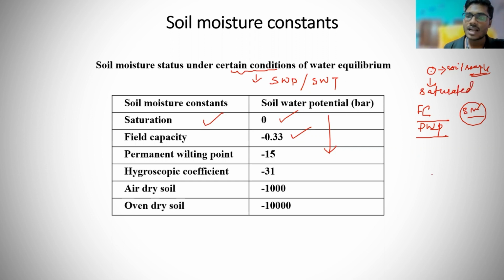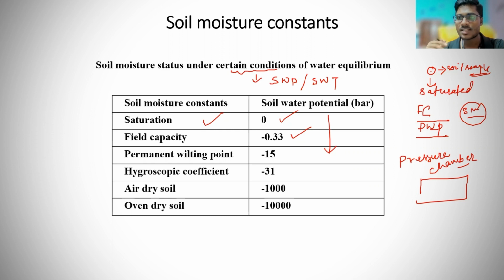After that we'll keep the soil sample in a pressure chamber. Remember, a pressure chamber or pressure plate apparatus is always used for determination of soil moisture constants. This is one important question. A question can be asked like, which instrument is used for determination of soil moisture constants? The answer is the pressure chamber. How is this pressure chamber used? We will keep the soil sample in the pressure chamber and apply the pressure for which we are determining the soil moisture constant.